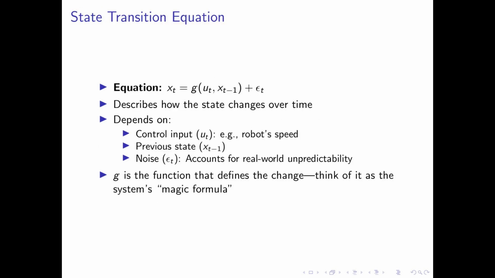The equations, but make it human. Let's start with the two key equations that define the system. State transition equation: the state at time t is equal to some funky function g of the control input, like a robot's speed, and the previous state, plus some noise because nothing's perfect. Think of g as the magic formula that tells you how the system evolves over time. It's not just simple math. It's more like a wizard casting a spell.